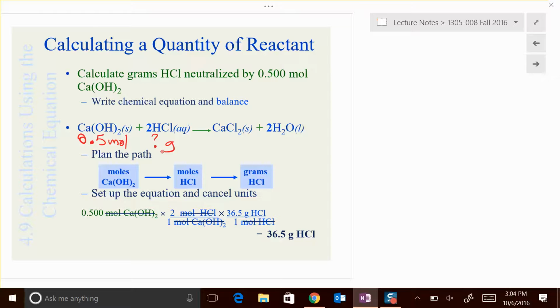So I start with my 0.5 moles of calcium hydroxide. I find the molar relationships, 2 to 1, and then I multiply by the molecular mass, 36.5 grams of HCl. So this times a half is also 36.5. My answer will be 36.5 grams of HCl. Okay? So that's the process, right?